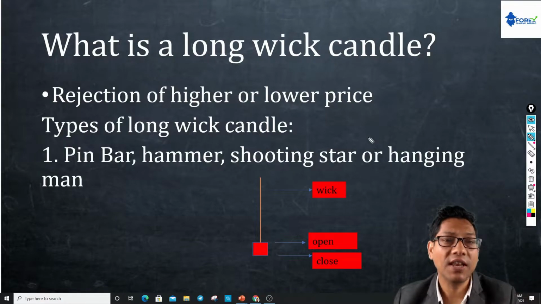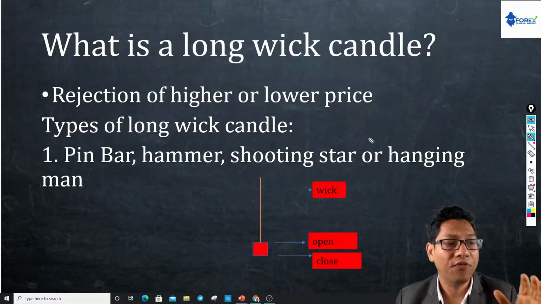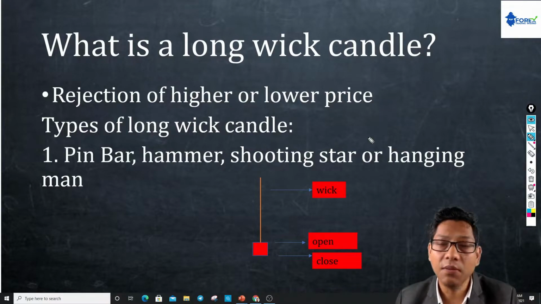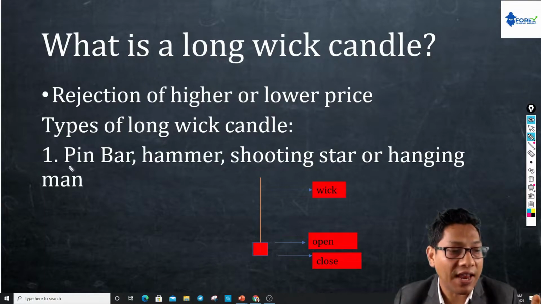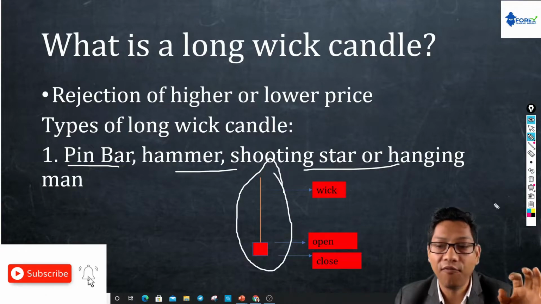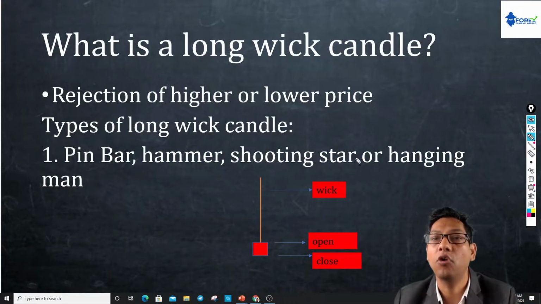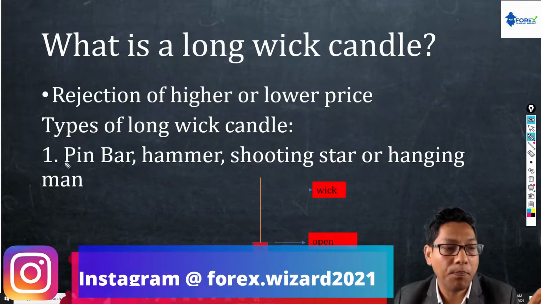Now first, let's learn the types of long wick candle. The first type we can say is pin bar, hammer, shooting star, or hanging man. These are names based on where the candle has been formed, but the shape of the candle is the same for all. So we can say pin bar.